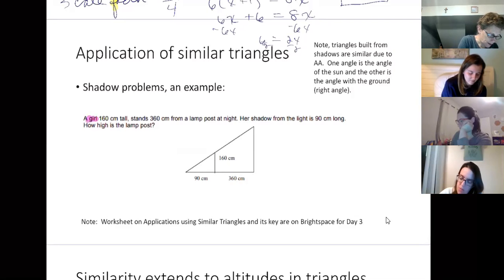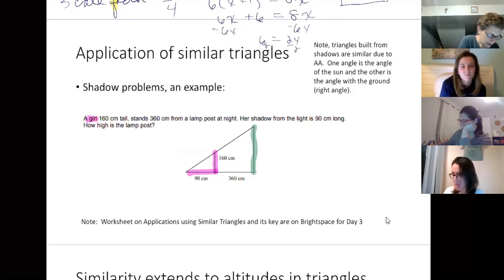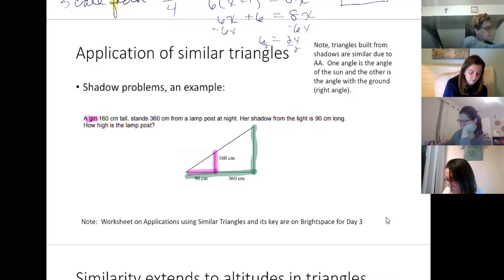Okay, this is all the girl stuff. Here she is. Here's her shadow. So then the lamppost will be green. So here's the lamppost. Her shadow from the light is 90 centimeters long. How high is the lamppost? Well, the lamppost shadow is all of this. So you're going to set this up as a proportion.